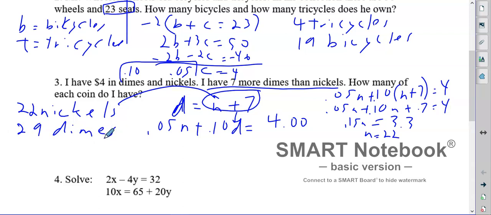Now, if I wanted to, I could have also moved the n over, and I would have had negative n plus d equals 7, and then multiply by 0.05 or negative 0.10. I could have canceled and done elimination. Doesn't matter. And I could have also set that up and put it into a matrix. So you have choices.